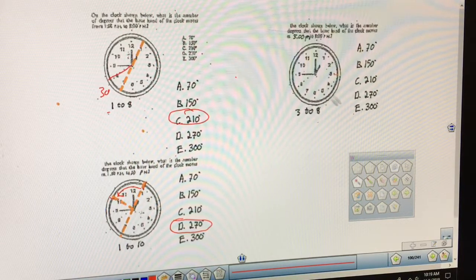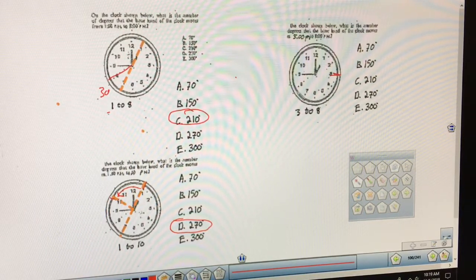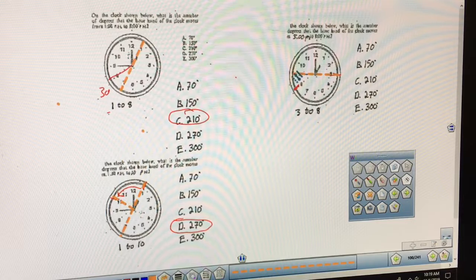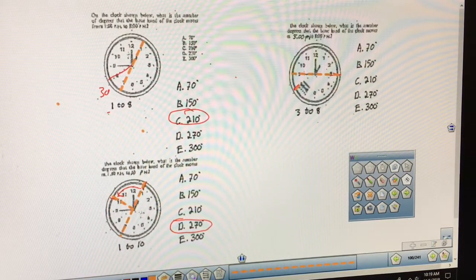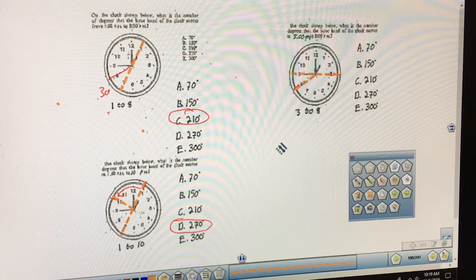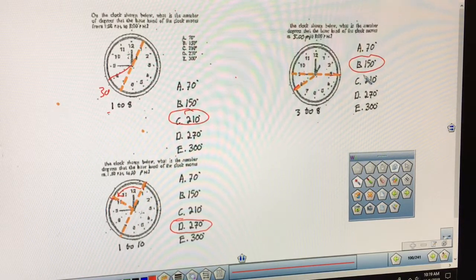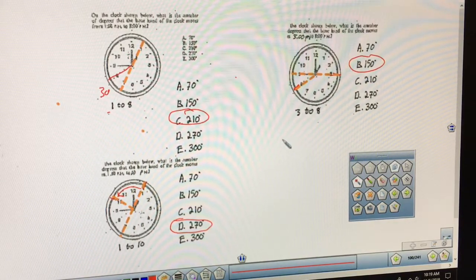3 o'clock to 8 o'clock. So there's 3 o'clock and there's 8 o'clock. Again, if I draw that line straight across, that makes the arithmetic a little bit quicker for me at least. So that's going to be 180 minus 30. So that should be 150 degrees.